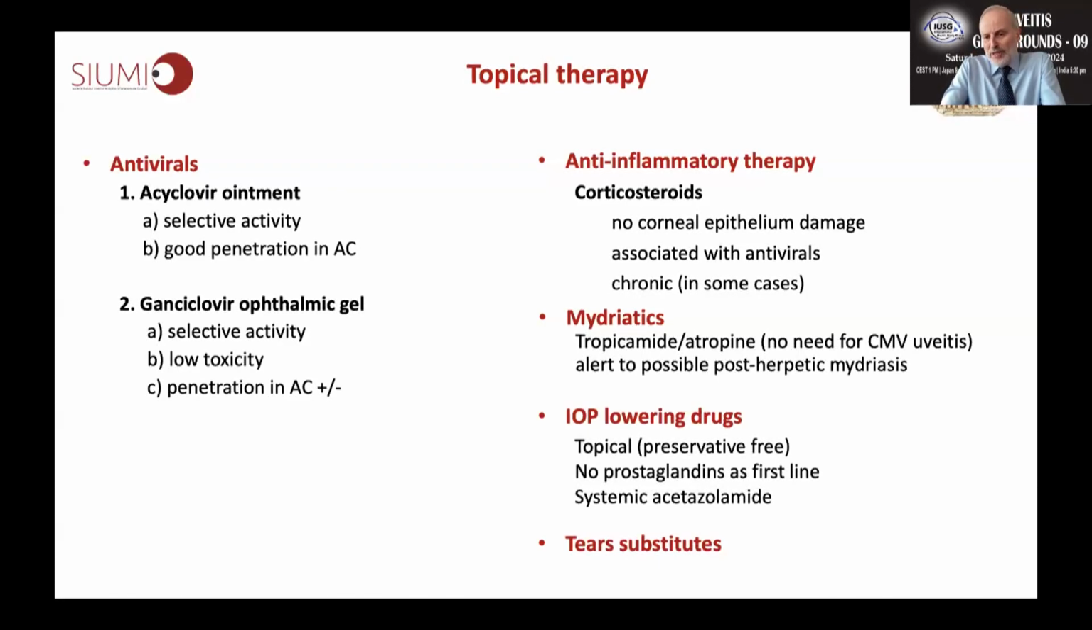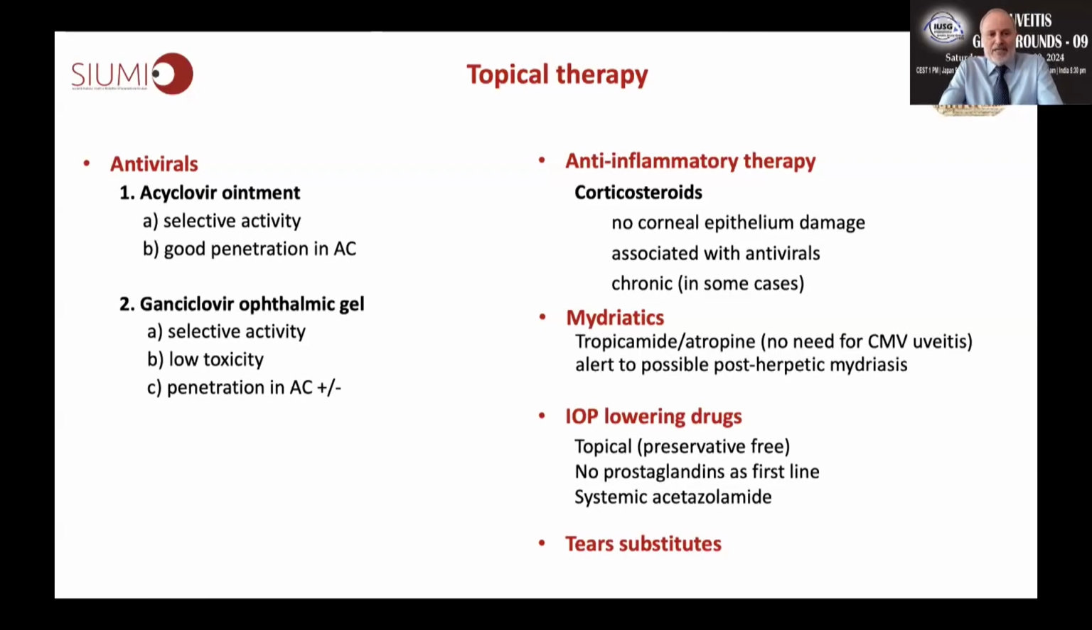Mydriatics: there is no need for mydriatics in patients with CMV uveitis. You can use tropicamide or atropine, and you have to be alert for possible post-herpetic mydriasis. This is not related to the drug you are giving the patients, but only to the intrinsic action of the virus on the iris.